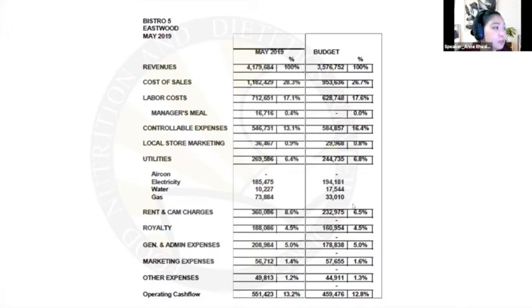So 30% for labor costs is not the ideal but could be the maximum possible labor cost for you to gain profit. That is for the team. Medyo nabalikan ko na yung ano niya.